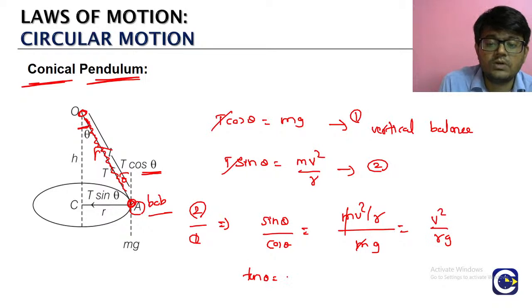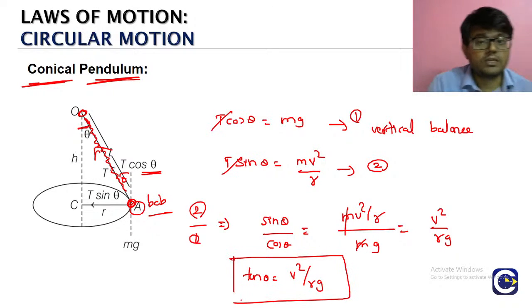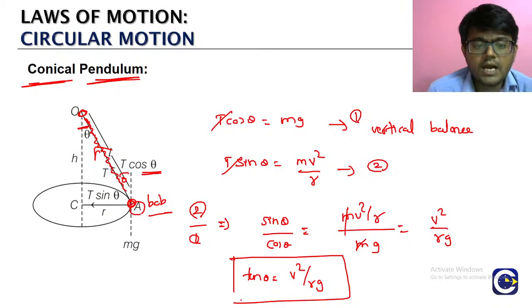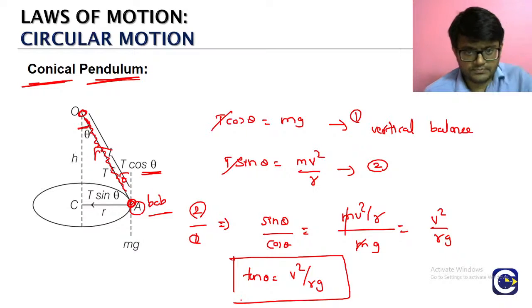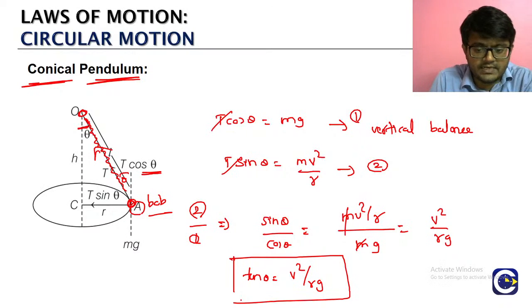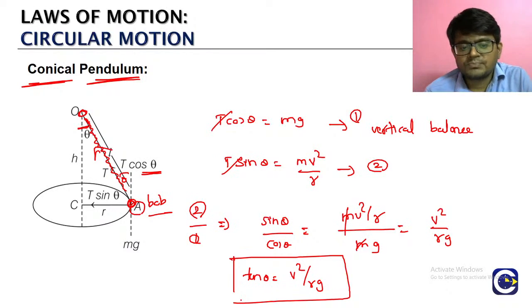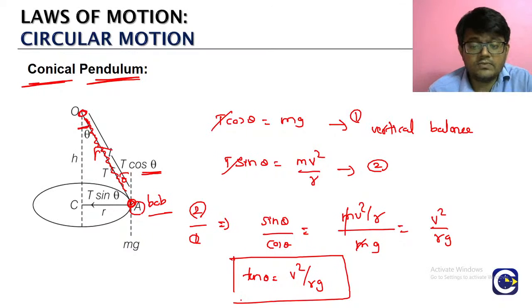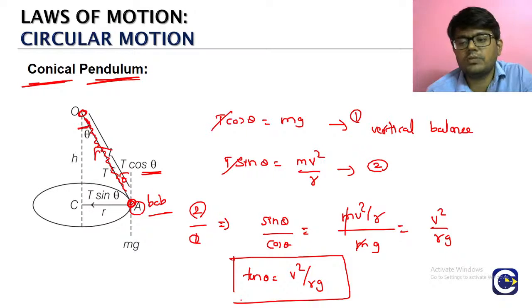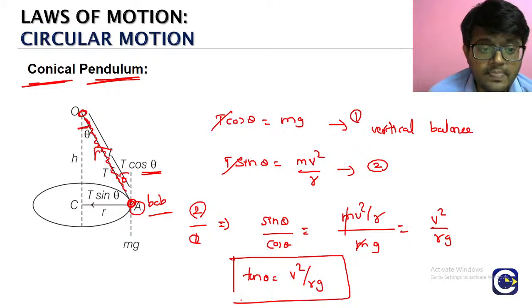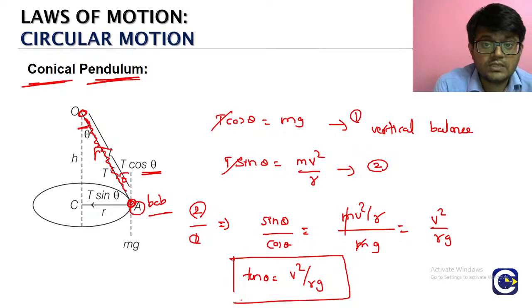So tan theta is equal to v square by rg. This is the relation between the angle of the conical pendulum, the velocity with which the bob will move, and the radius of the cone. The cone will have a base radius, right? R is the base radius of the cone. So this is the relation between theta, v and the base radius R. We'll talk about the conical pendulum again when we go to the oscillation chapter, but this is another case of discussion for circular motion.